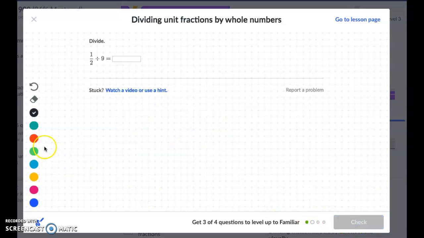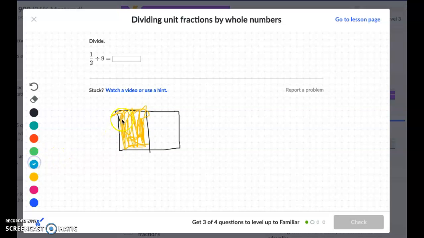So 1/2 divided by 9. You go back to that candy bar and you have a half. So here is my half, and I'll shade it in yellow. So you have a half of a candy bar, and now you're told that you have to give equal parts to your 9 best friends.